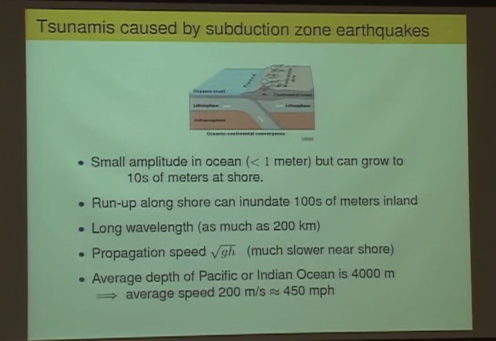And in the ocean, the amplitude of a tsunami, even a very large tsunami, might be only a meter or less. But on the other hand, the wavelength can be hundreds of kilometers, and there's a huge amount of potential energy. And it propagates at a speed that goes like the square root of gh for depth h water, where g is the gravitational constant. So it's moving at the speed of a couple hundred meters per second out in the deep ocean.